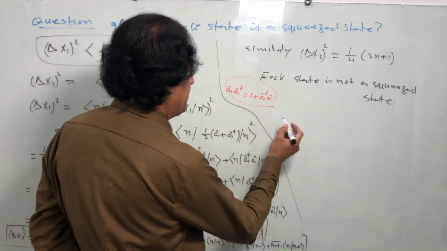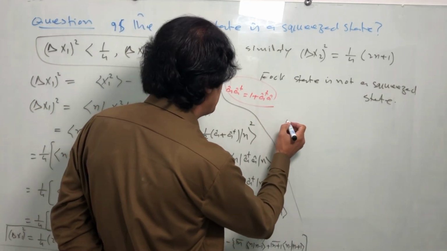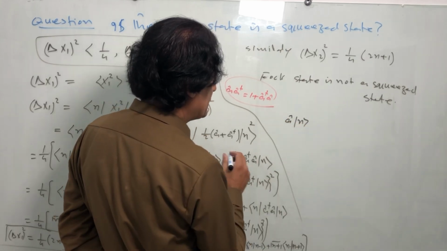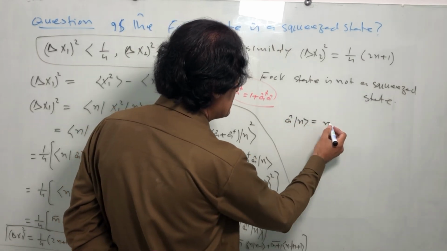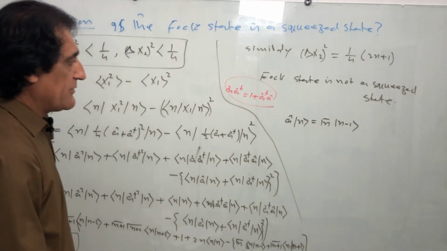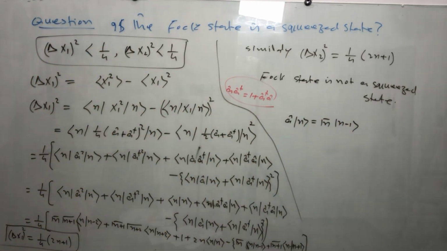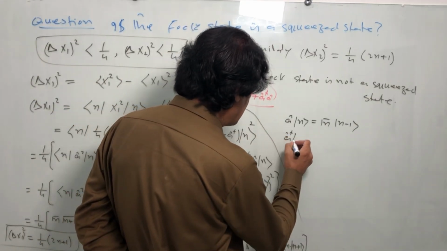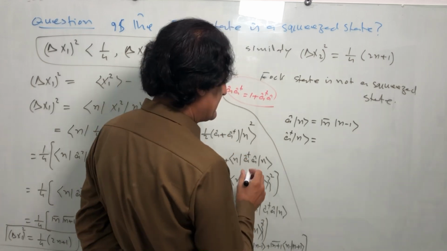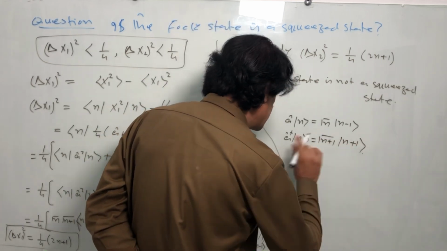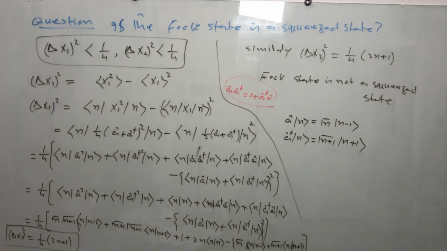We know from the previous knowledge that if a is applied on this state, then we get square root of n and one photon is reduced, one state is reduced, so n minus 1. And similarly, if we apply a dagger on this state, then we get square root of n plus 1 and n plus 1. This is a very well-known thing.